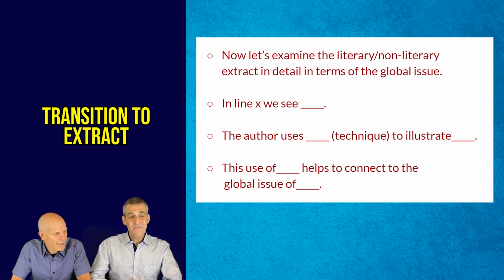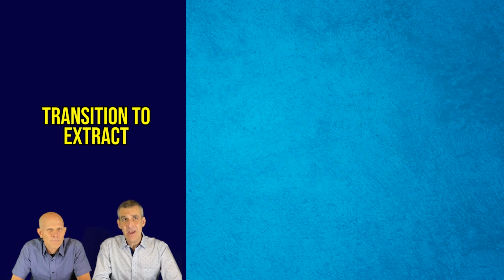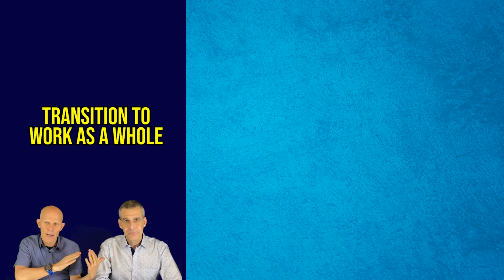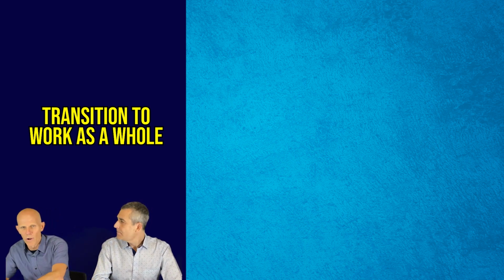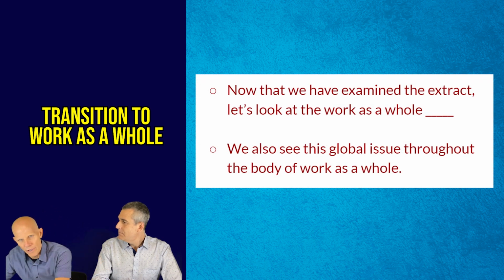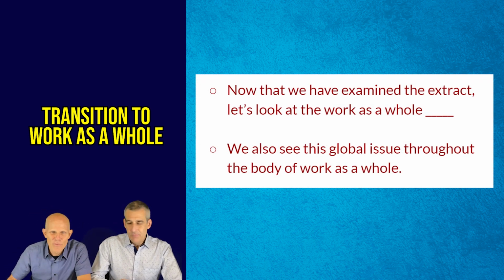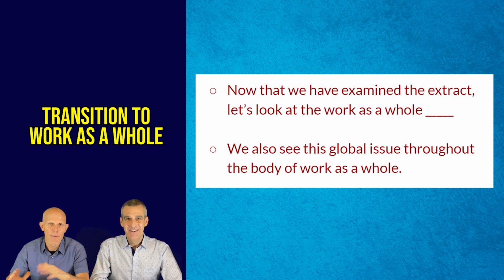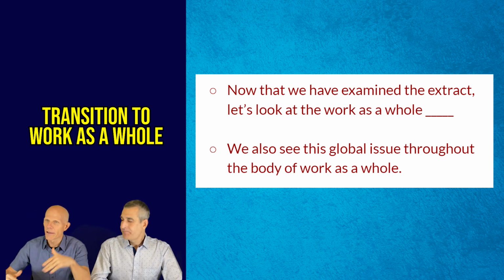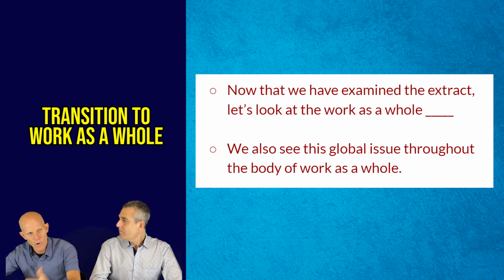That's right. Once we've done that, we've talked about the extract, we have to talk about the work or the body of work as a whole. How can we do that? Okay, so if we've just talked about the extract and now we're going to talk about the work as a whole, sometimes you might say, okay, now that we've looked at the extract, let's examine the work as a whole. That took about 5 seconds for me to say, but I'm letting the listener know, okay, we've looked at the extract, now let's look at the work as a whole. You're just signaling, again, signposting that you're going on to the next thing.